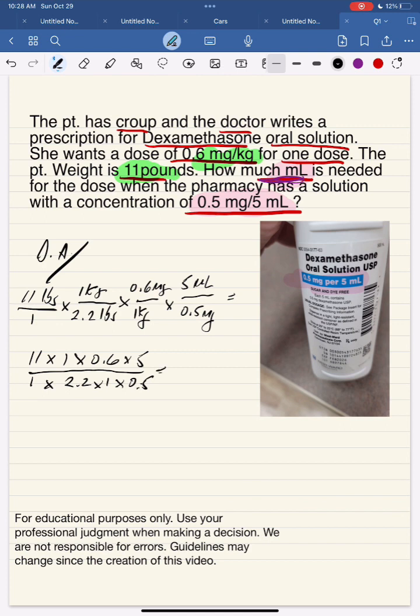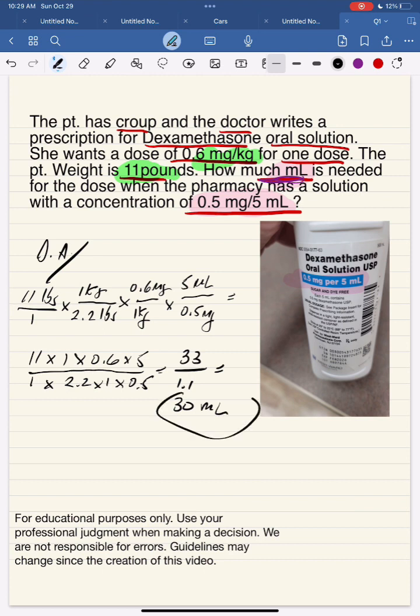And you can multiply all the numbers in the numerator, divide by all the numbers in the denominator. Take out your calculator. I'll give you a few seconds to come up with the answer. 33 for the numerator, divided by 1.1 in the denominator. 33 divided by 1.1 is 30 milliliters.